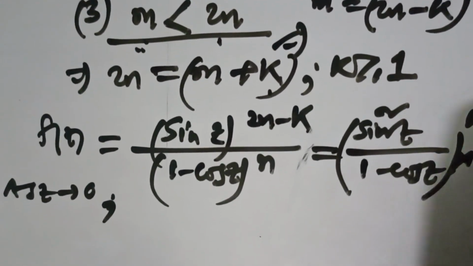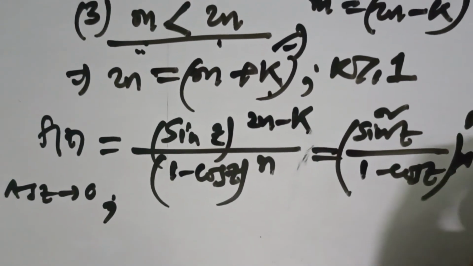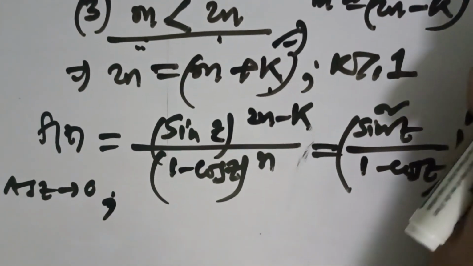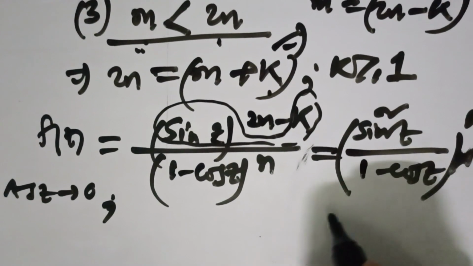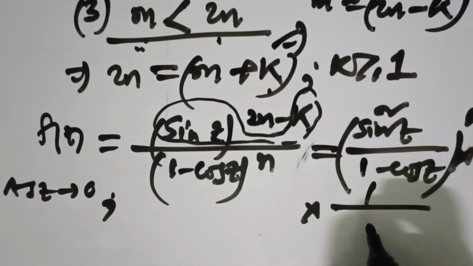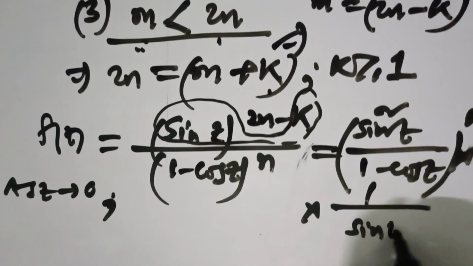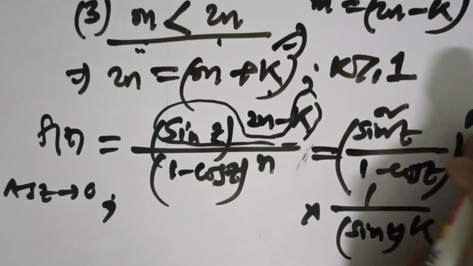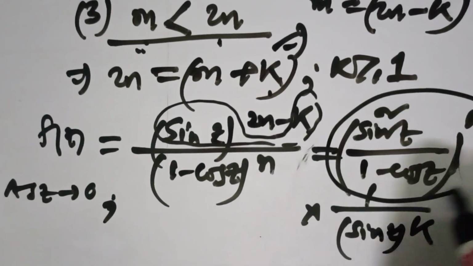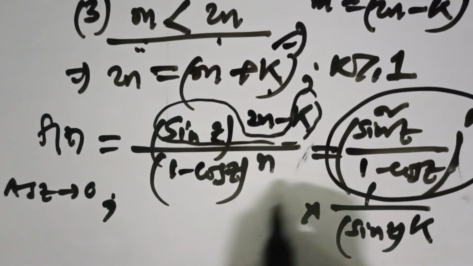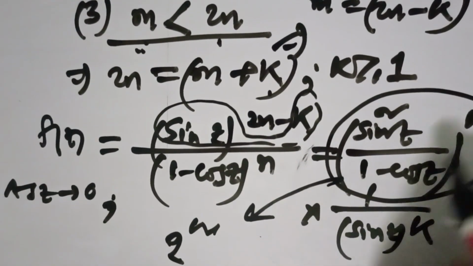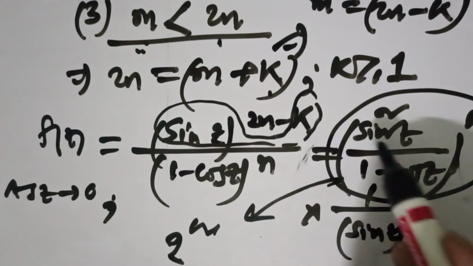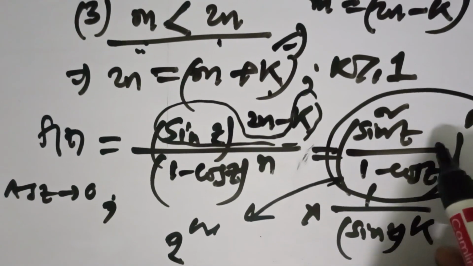Multiply it by, taking this power outside, 1 upon sin z to the power k. Now as we have done previously, this limit as z goes to 0 goes to 2 to the power n, because the upper part gives 2 sin z cos z, the lower part has sin z kept out, and it gives 2 cos z. At z to 0, 2 cos z gives 2 to the power n.